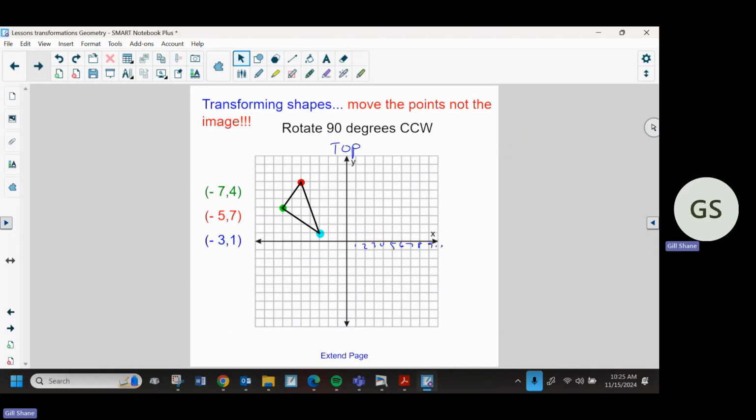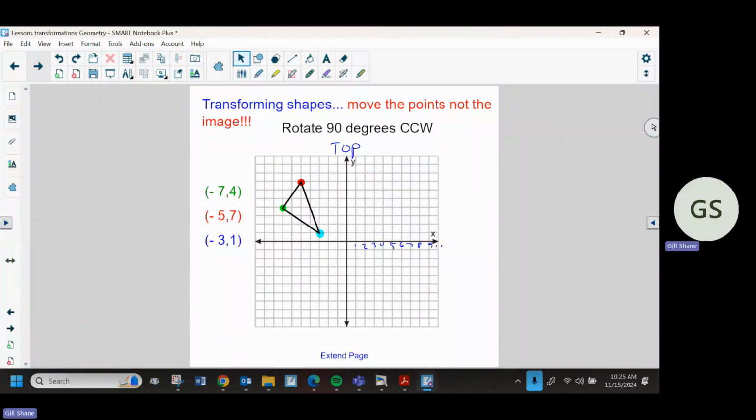Like, what are the values? I wish I had a blank graph. What are the values to the right of 0 for the x? They're all positive, right? They will always be positive. The values to the right of 0, 0 are positive. What are the values above 0, 0?